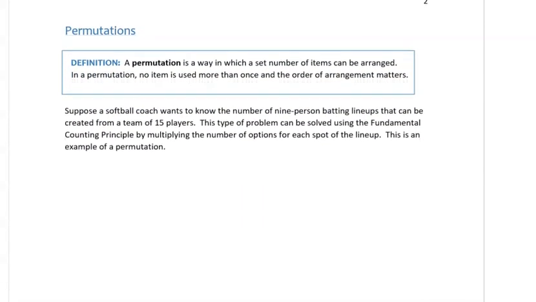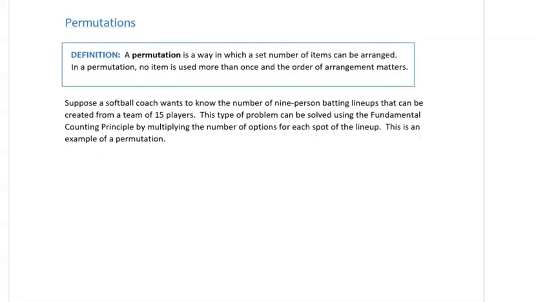This brings us to the definition of permutations. A permutation is a way in which a set number of items can be arranged. In a permutation, no item is used more than once and the order of arrangement matters. Here's another example of a permutation. Suppose a softball coach wants to know the number of 9-person batting lineups that can be created from a team of 15 players. This type of problem can be solved using the fundamental counting principle by multiplying the number of options for each spot of the lineup, as was done in the previous example. This is an example of a permutation.